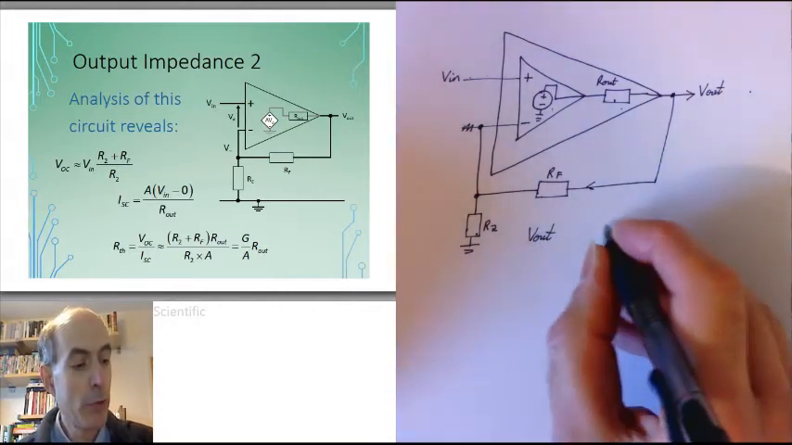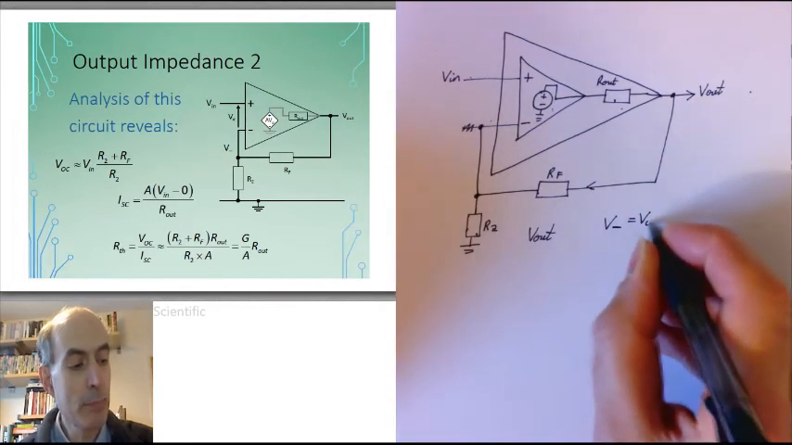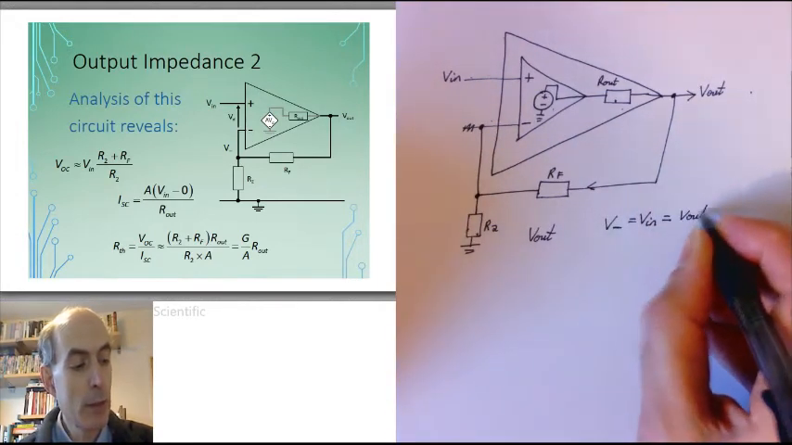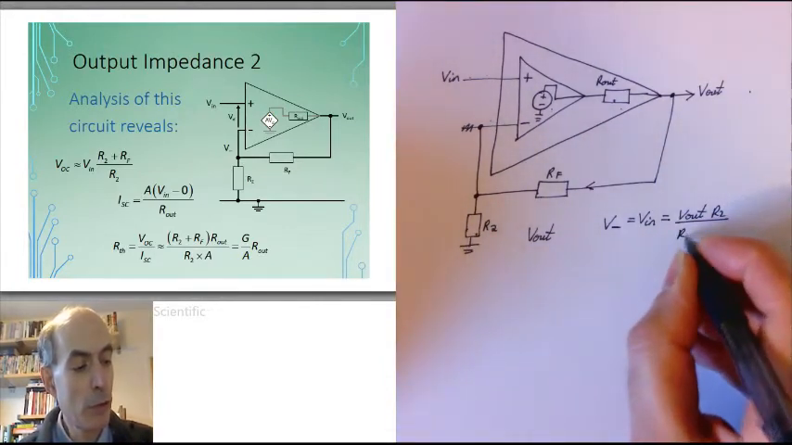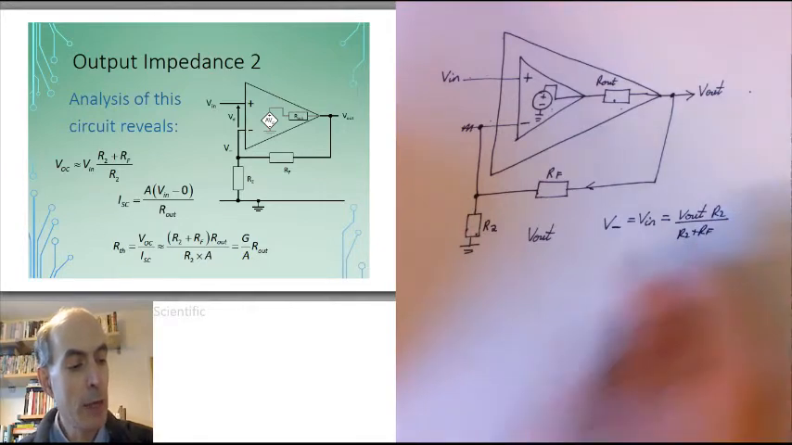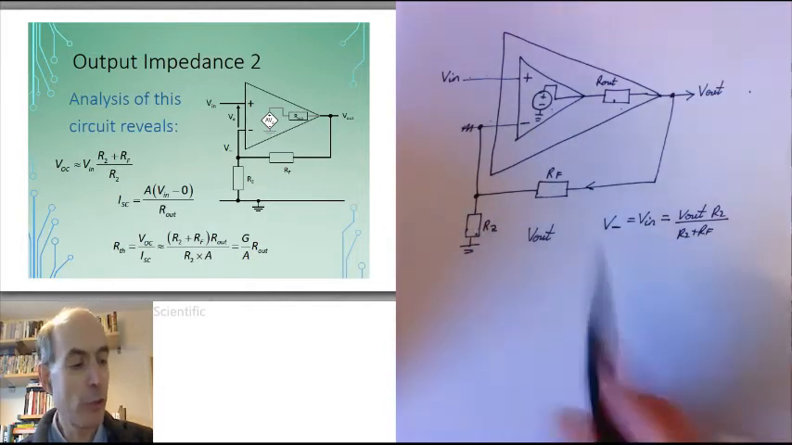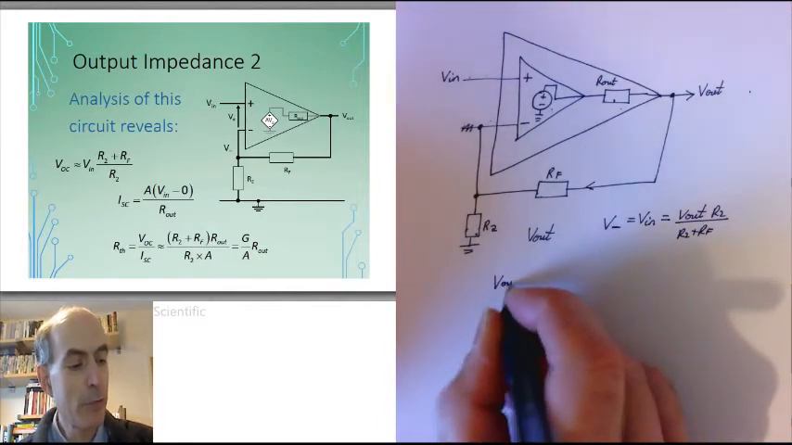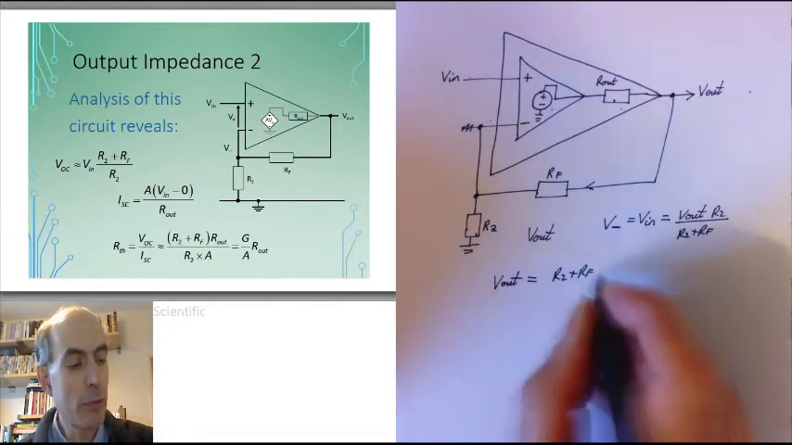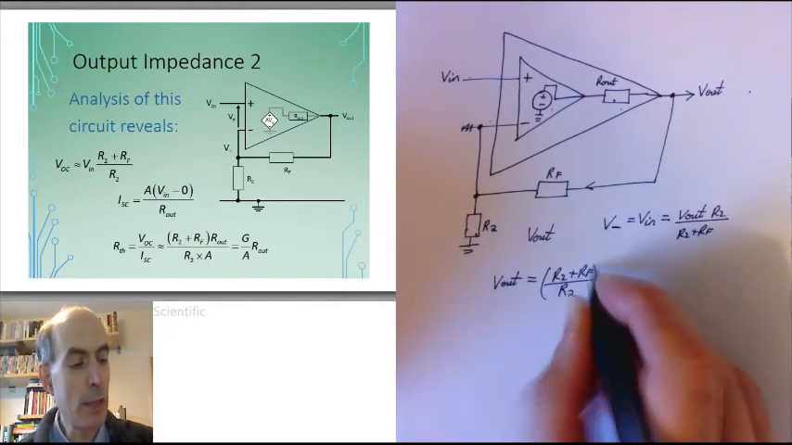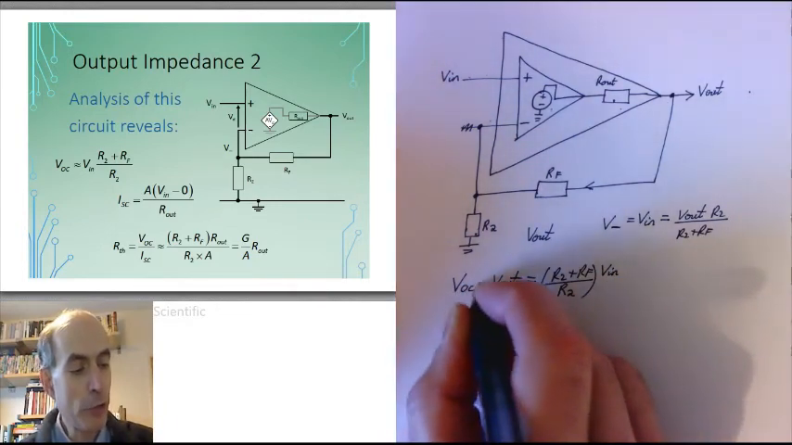I would determine that V minus, the input there, which must be equal to Vin, is equal to Vout times R2 divided by R2 plus RF. And it's just the potential divider equation, Vout going through RF and R2. And that gives me that Vout is equal to (R2 plus RF) over R2 times Vin. And that is my open circuit voltage.